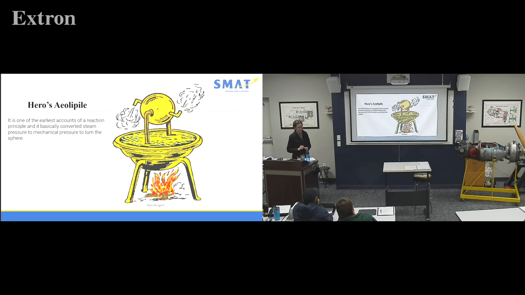Hero was a fellow, they say he was of Greek origin, lived about 10 to 70 AD, and he came up with this Aeolipile. I said that right. So it is one of the earliest accounts of the reaction principle, and they would have water in here.